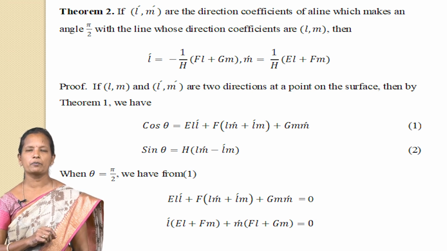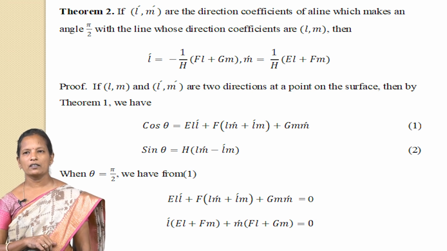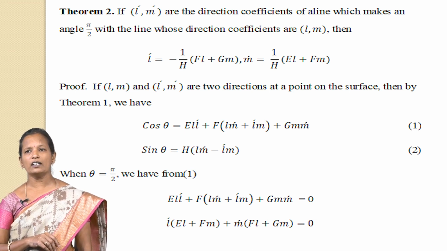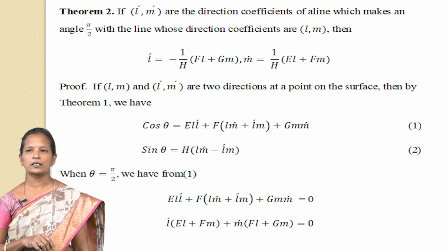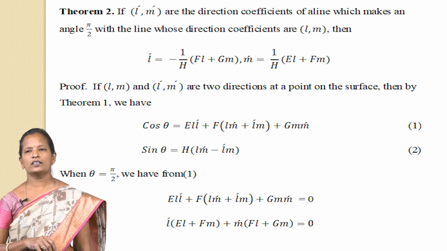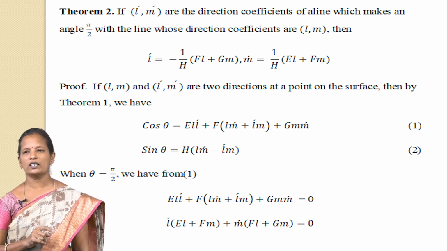What's the value of cos pi by 2? Yes, cos pi by 2 means 0. So E L L dash plus F into L m dash plus L dash m plus G m m dash is equal to 0. Here L dash and m dash are both repeated terms, so take L dash outside and m dash outside.